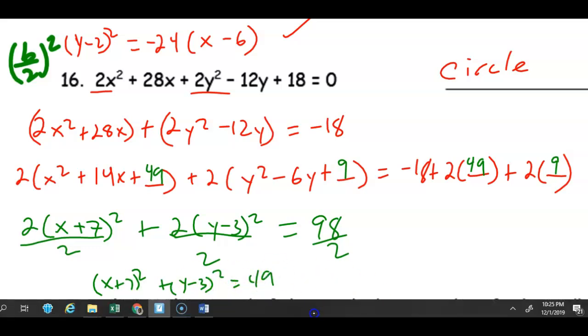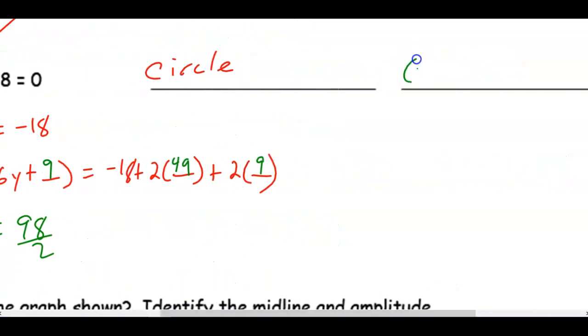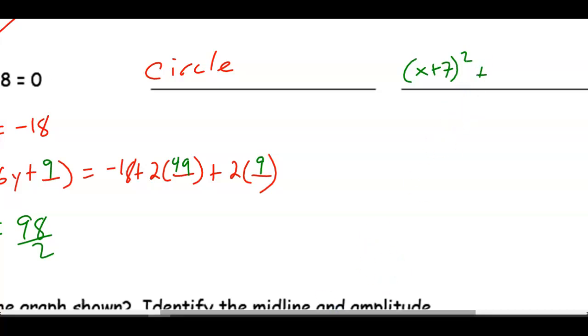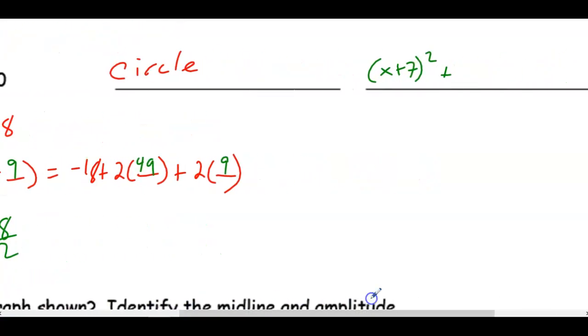Alright, so I might actually write it up here. x plus 7 squared plus y minus 3 squared equals 49.